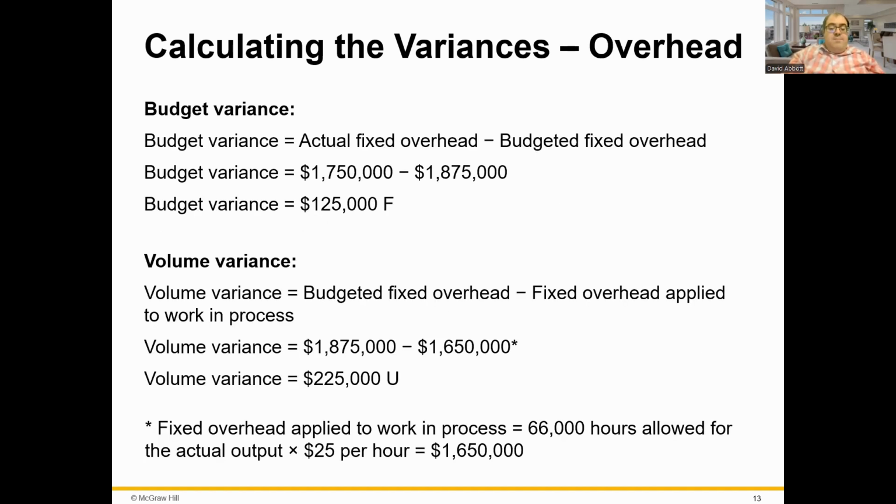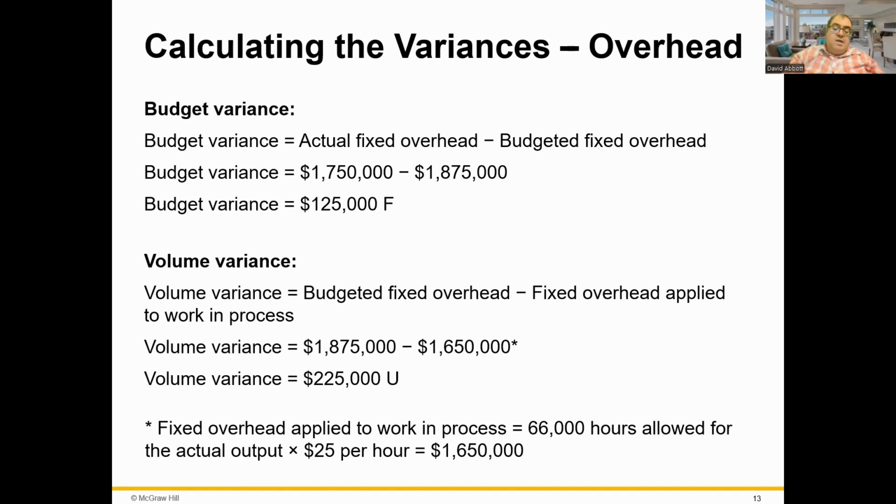The fixed overhead budget variance is computed as 125,000 favorable. And again, the fixed overhead budget variance is labeled favorable because the actual amount of fixed overhead, which is 1,750,000, is less than the budgeted amount of fixed overhead, which was 1,875,000.